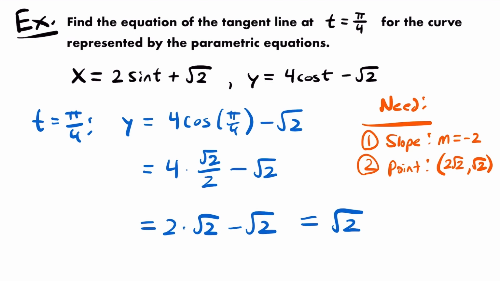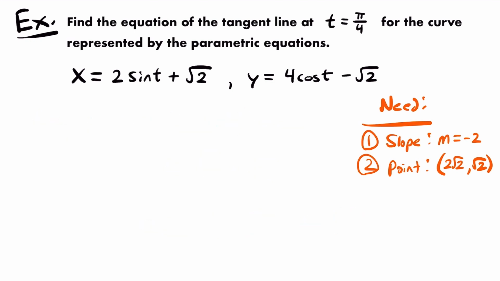All right, and so now that we have the slope at our value of t and the point that corresponds to that value of t, we can now find the equation of the tangent line at that value of t. We just need to use our point-slope formula. And the point-slope formula is y minus y1, and that's equal to m, the slope, times x minus x1. And remember, x1 and y1 correspond to the x and y coordinates of the point that we found at that value of t. All right, so x1 is equal to 2 square roots of 2, y1 is equal to the square root of 2, and the slope m is equal to negative 2.